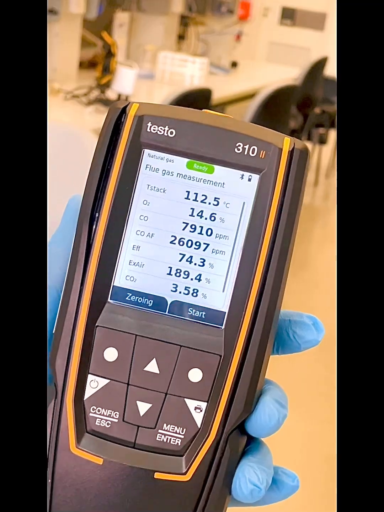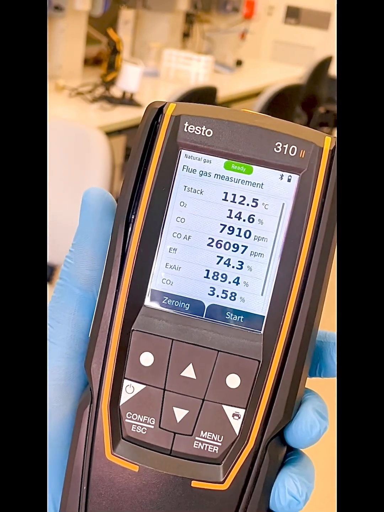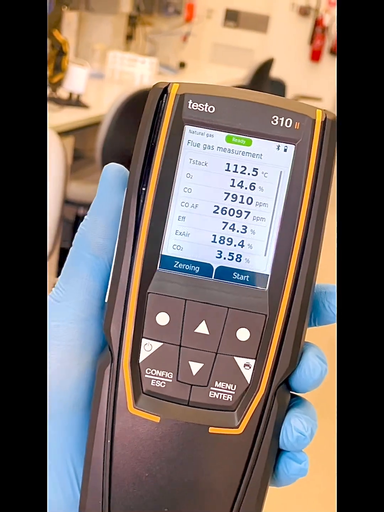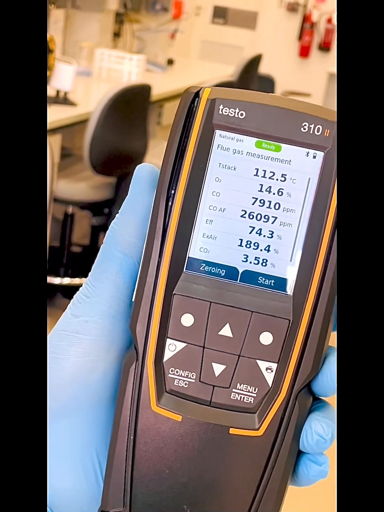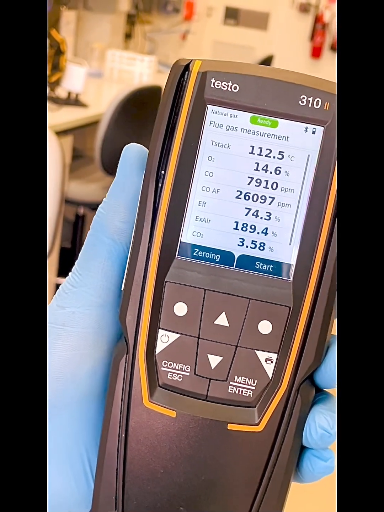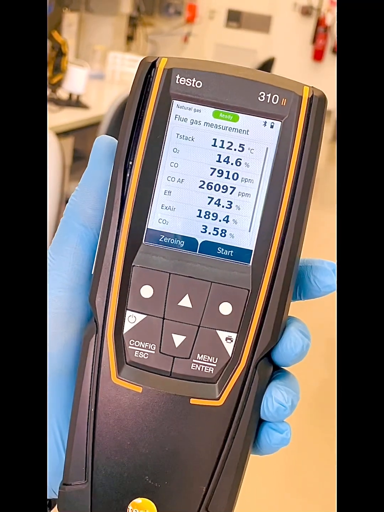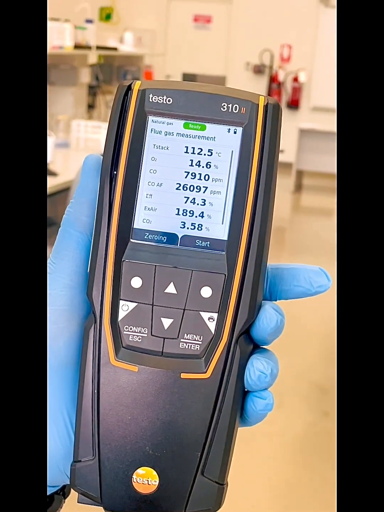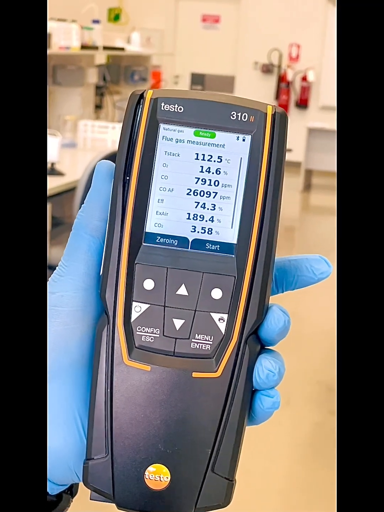It gives you the true value of the pollution, and the efficiency is very low, which is 74.3%. Ideally, you should get an efficiency of about 85% and above, so it means it's very low. There is too much excess air, almost 190%, and the CO2 concentration of 3% is quite okay.